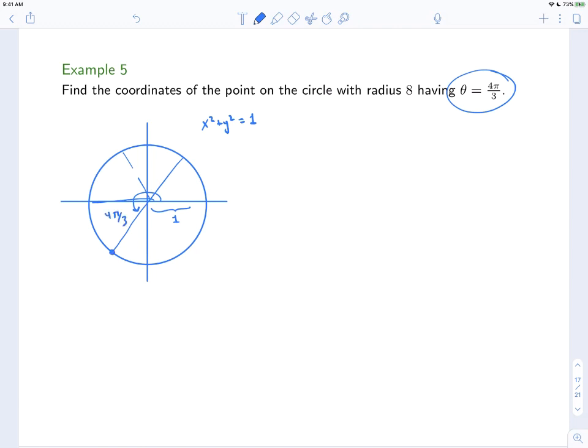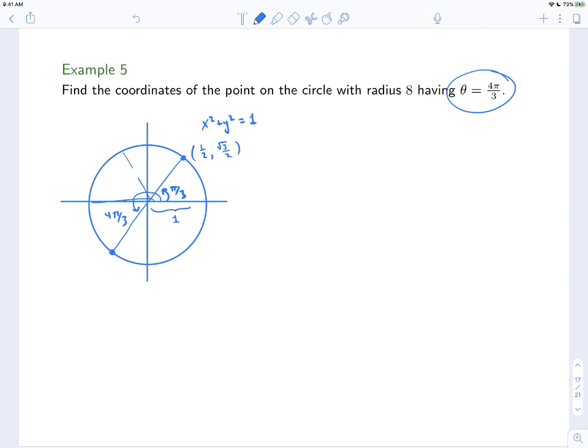So the coordinates here, well, what are those? Well, it helps to look at the reference angle. Now, the reference angle is this angle right here, which is 1 pi over 3. And we know what the coordinates are for that. That's the one that has x-coordinate 1/2 and y-coordinate square root of 3 over 2.